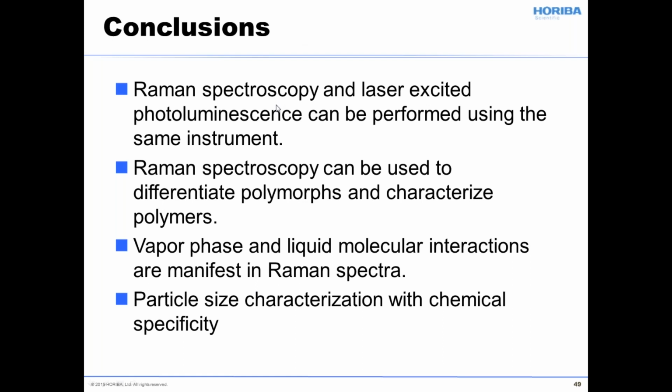And so we'll conclude by going back to the top and say, what have we covered here? Well, we've discussed Raman spectroscopy and laser excited photoluminescence performed with the same instrument. We've shown that Raman spectroscopy is useful for differentiating polymorphs and characterizing polymers, and even a micro Raman instrument is useful for analyzing both vapor phase and liquid phase and studying the molecular interactions in either of the phases which manifest themselves in the Raman spectra.